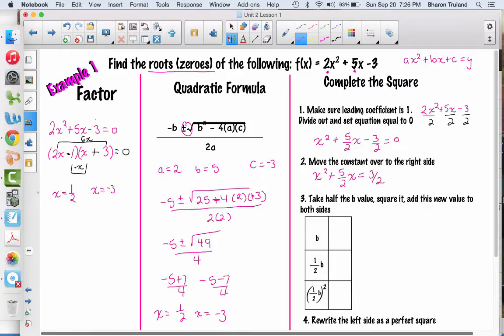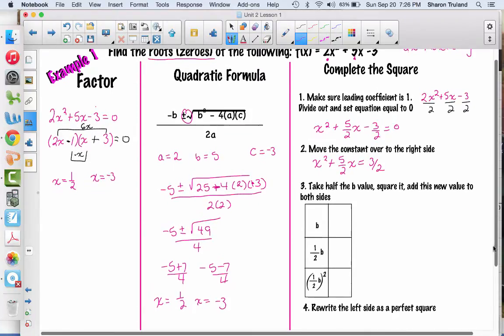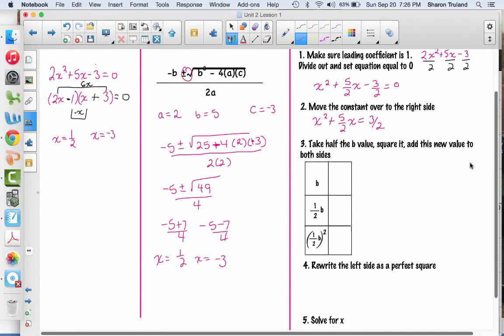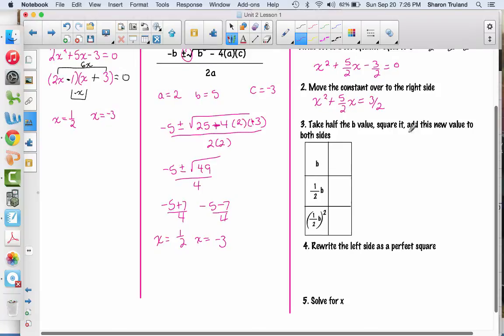Now, step 3 is where the completing the square magic happens. We want to be able to write this parabola in vertex form, completing the square form. All right, so this little chart here is just a way to remind you. The b value is 5 halves. Take half the b value. Well, half of 5 halves is 5 fourths.